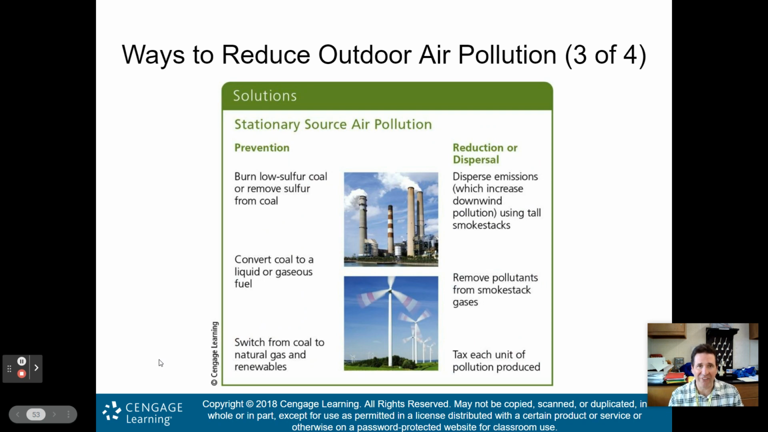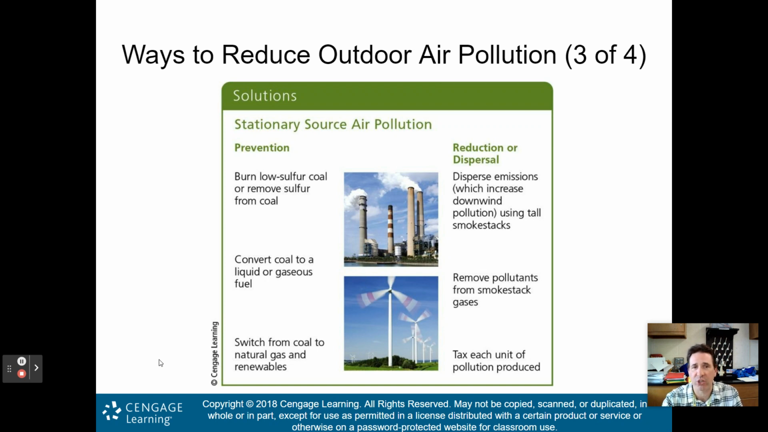So one of our favorite charts here, stationary source air pollution. We remember from part one, we had stationary sources like factories. We had mobile sources like cars. So prevention: burn low sulfur coal or remove the sulfur from the coal to begin with. Convert coal to a liquid or gaseous fuel. We talked about that a few chapters ago. Isn't perfect, but definitely better for the environment. Switch from coal to natural gas or to those renewable energy sources, which are much cleaner.